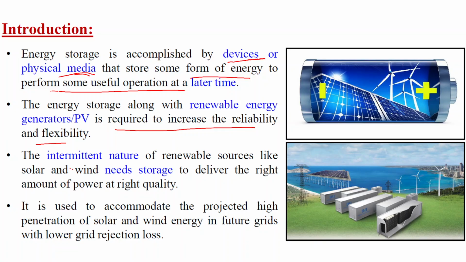Okay. The intermittent nature, that is, not available at all places and not available at all times. Intermittent means discontinuous. So the discontinuous nature of renewable energy sources like solar energy and wind energy needs storage to deliver the right amount of power at the right time as well as the right quality. It is used to accommodate the projected high penetration of solar and wind energy in the future grid with lower grid rejection loss.